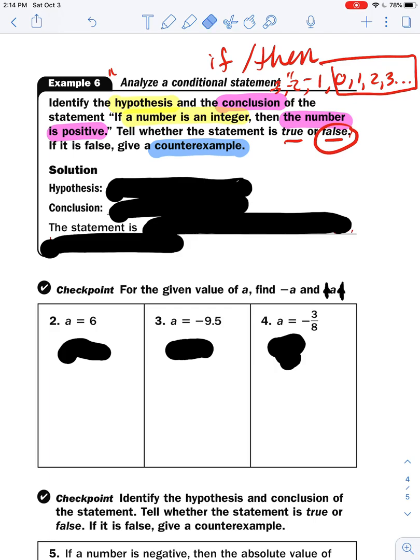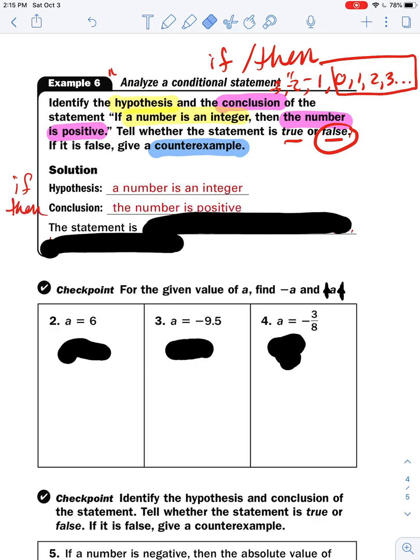So let's see how we did here. What's the hypothesis? The part that follows if, so the beginning. If a number is an integer. So keeping in mind, that's my if part. My then part should be the conclusion. So see if we got that right. The number is positive. Awesome.